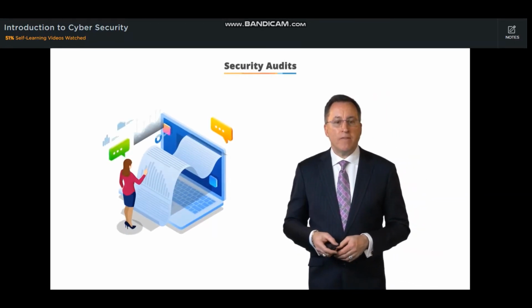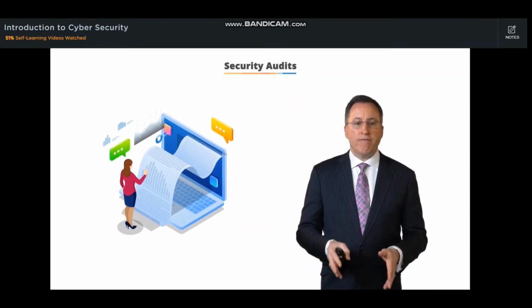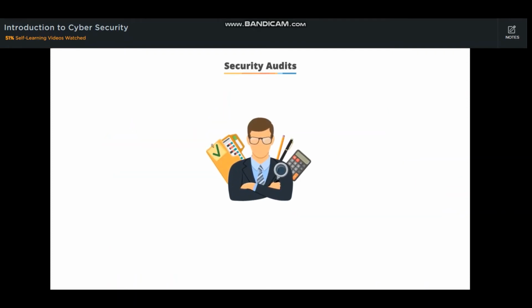Security audits. These are systematic evaluations performed with the purpose of demonstrating the effectiveness of controls to a third party. They are performed by independent auditors. Auditors provide an impartial, unbiased view of the state of the security controls.